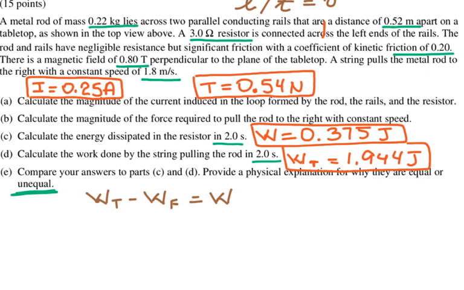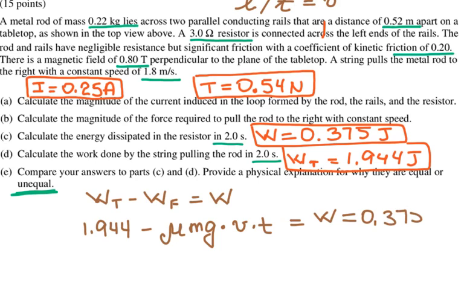So I have my work done by the tension, 1.944, minus the work done by the friction. So it's the force of the friction, mu, the kinetic friction, and then mg, and the distance, which is the velocity times the time. I'm going to plug in the numbers in a second. So it's the force of friction times the distance. And that should be equal to the work done by the resistor, the rest of the energy, which is 0.375.